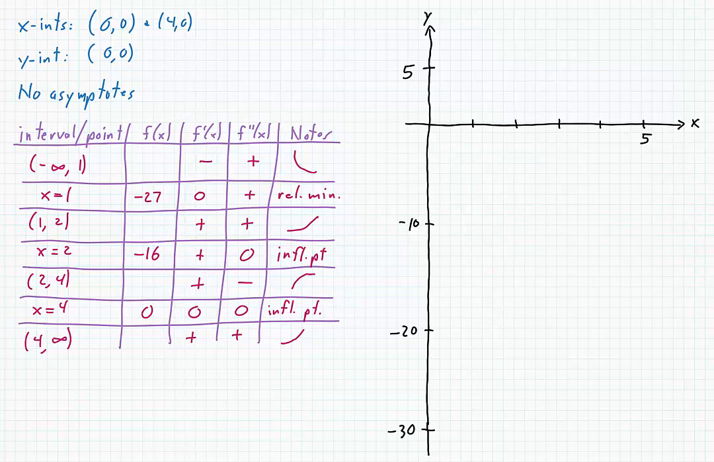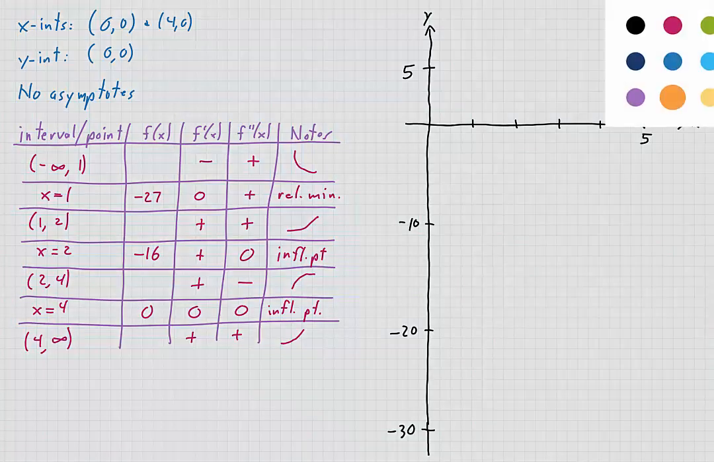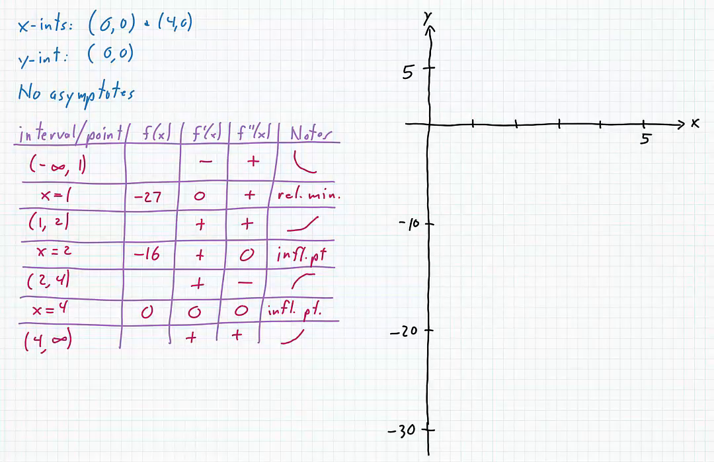So the analysis has been done for you and the information has been taken and summarized into a table for you. You just need to figure out what to do with it. So let's see what we can do with this table of information here. So the first thing I'm going to do is plot some points. So I have an x-intercept at 0, 0. And I have an x-intercept at 4, 0. So I'm going to try to put some nice big green points on here. Y-intercept is also 0, 0.